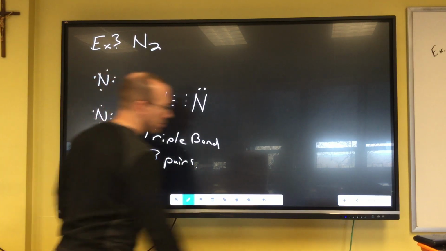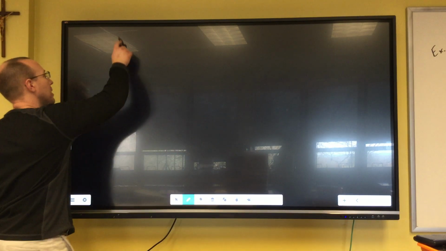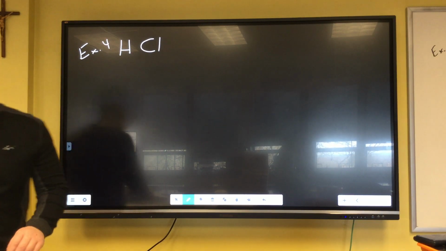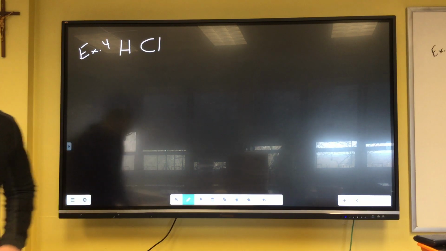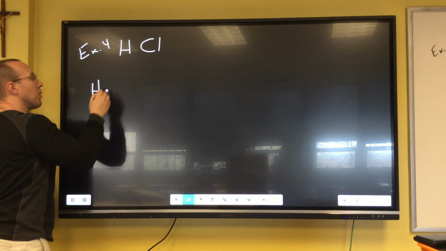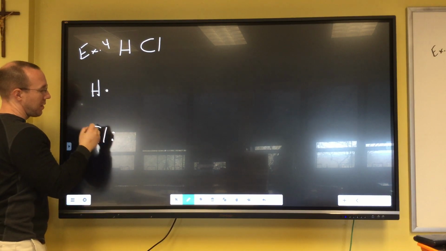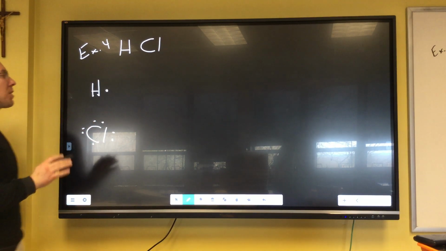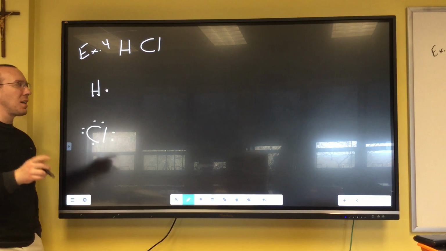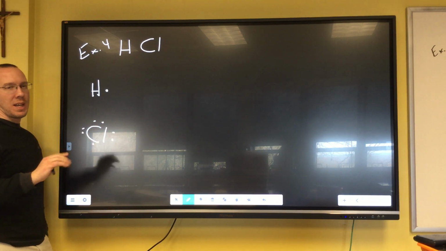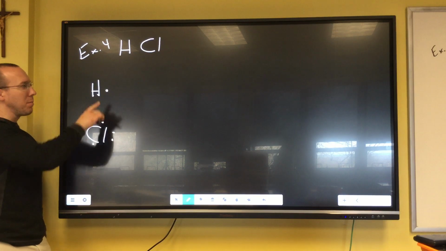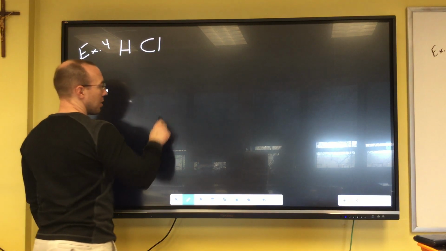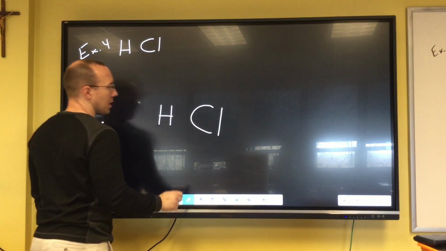Then the last one, hydrochloric acid, HCl. Hydrogen has 1. Chlorine has 7 valence electrons. So let's just focus on the chlorine here. I'm going to tell you now, hydrogen always forms a single bond. It can't form a double bond. It only shares 1 electron. So here, chlorine only needs 1. So hydrogen, chlorine.